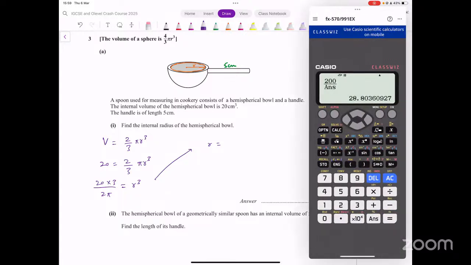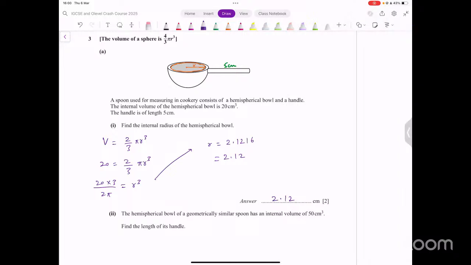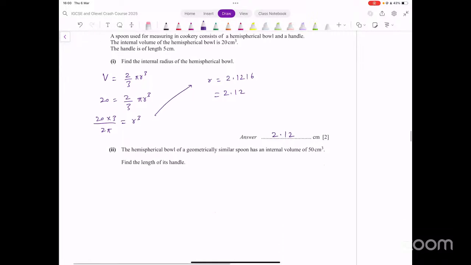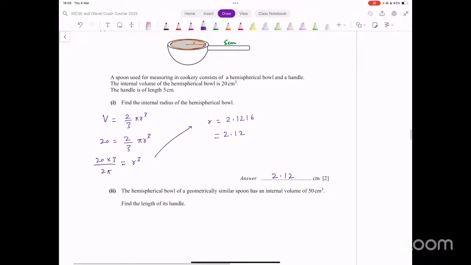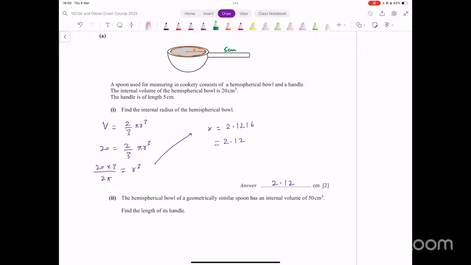R equals 20 times 3 divided by 2 times pi. And then take cube root of that. Cube root of this number. Radius is 2.1216. To three significant figures, that would be 2.12. That's what you write here. 2.12. That's the radius of that hemispherical part inside. Now, the hemispherical ball of a geometrically similar spoon has an internal volume of 50 centimeter cube. Find the length of its handle.